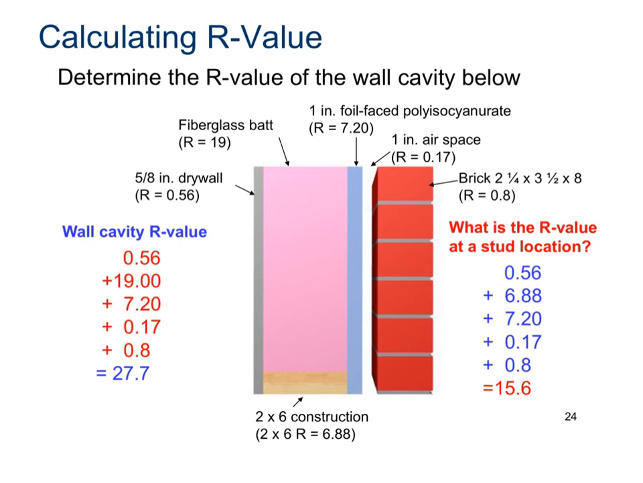All right, and then if I wanted to, I could take the reciprocal of this number, say for the wall cavity R value, I could take the reciprocal and get the U value if it's been asked for.